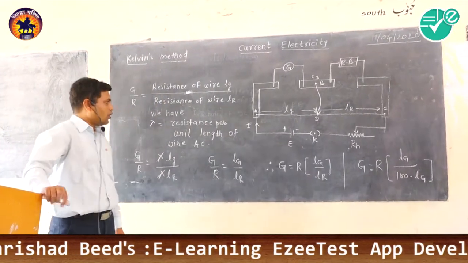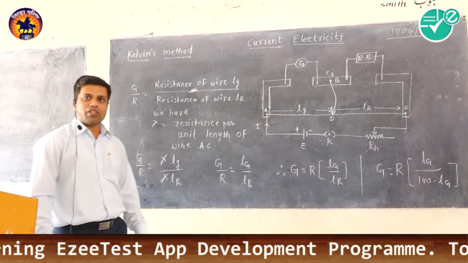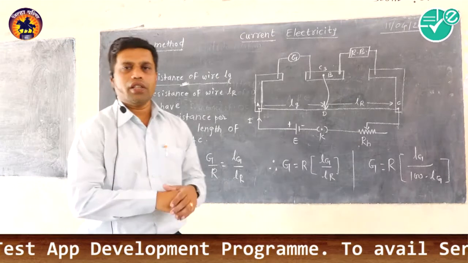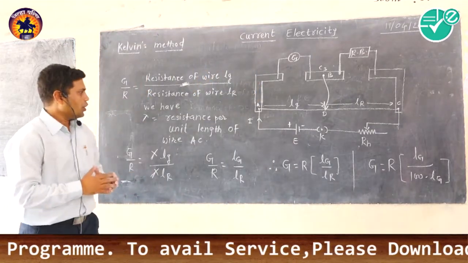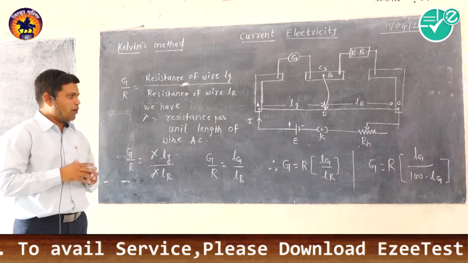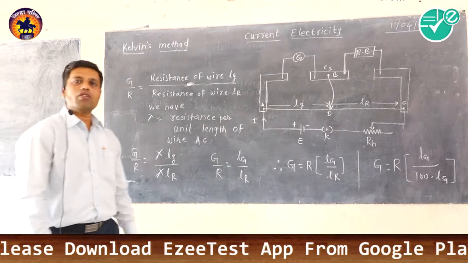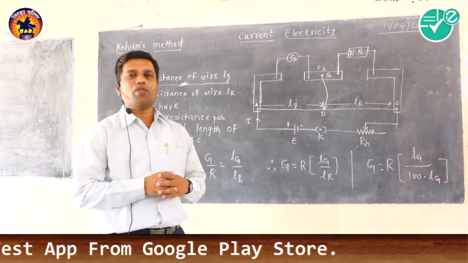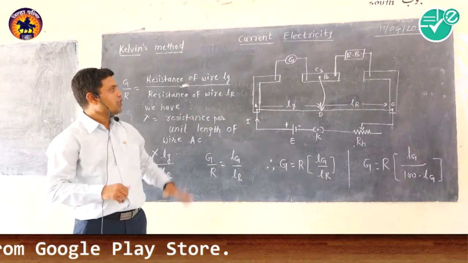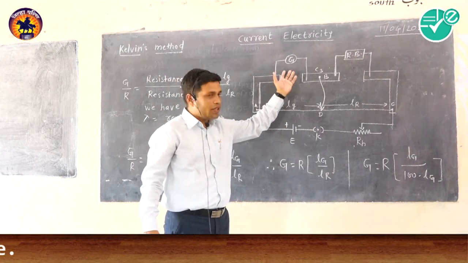So I think all of you have got the idea to use Kelvin's method. With this little information about Kelvin's method, you become very clear regarding the formulas and circuit action of Kelvin's method. Kelvin's method is a very simple method to calculate the resistance of a galvanometer. Instead of a galvanometer, you can use any device whose resistance we have to calculate.